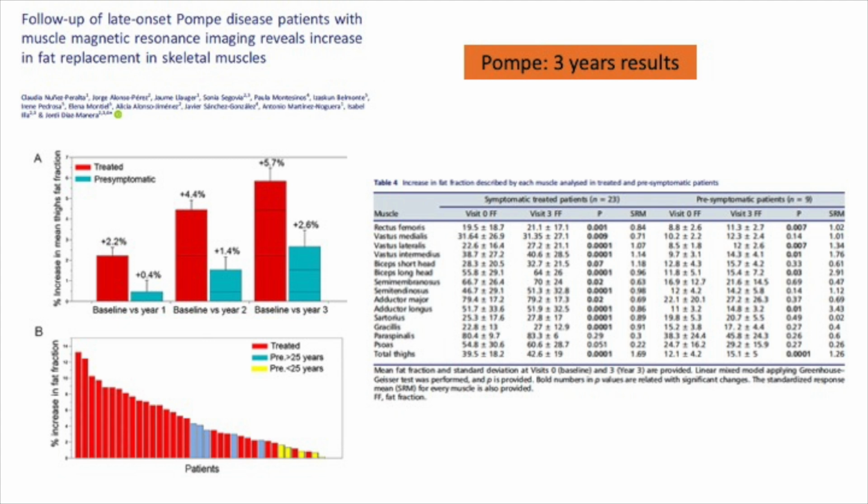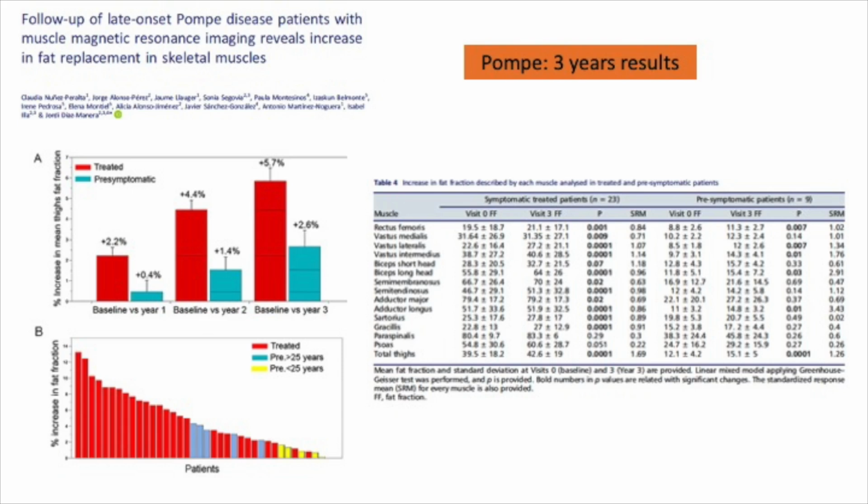And interestingly, when we continued to study these patients, we saw that the increase in fat was very stable, around 2% per year, and that there was a huge variability, as you can see here in this graph, between some of the patients. In red, you can see patients that were symptomatic and treated. Some of them worsened by 13%, so increased 13% in the amount of fat, while others just increased 2% in 3 years.